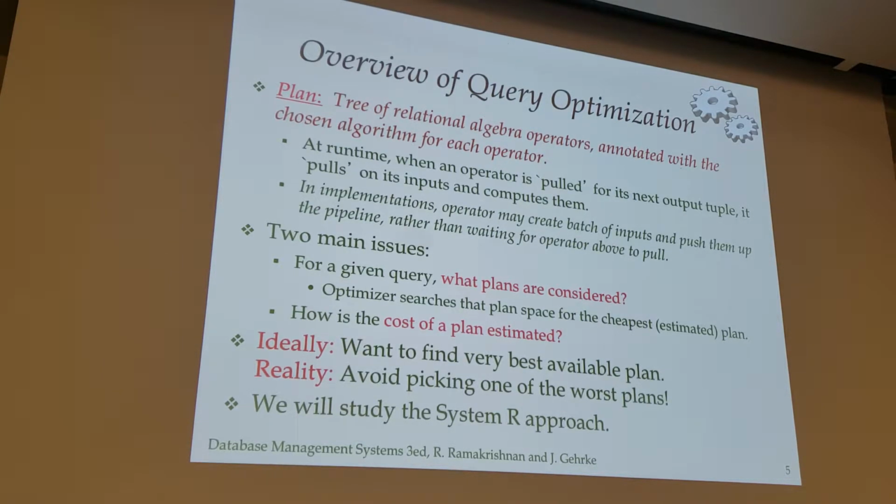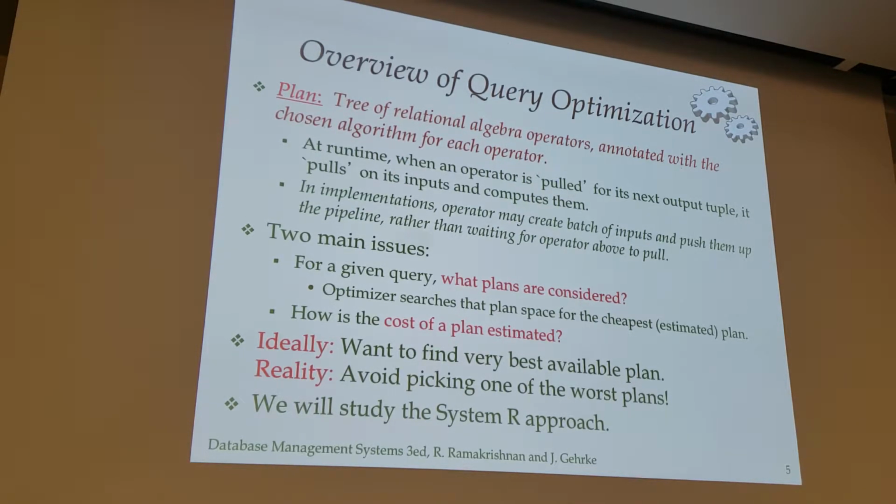So there's a question about what plans are considered, how do you estimate their cost, and also how do you estimate size? Why does size matter in this particular situation? Because the cost of doing operations depends on sizes. The cost of taking AB and joining it with C depends on the size of AB.